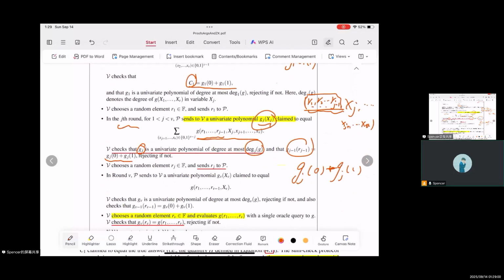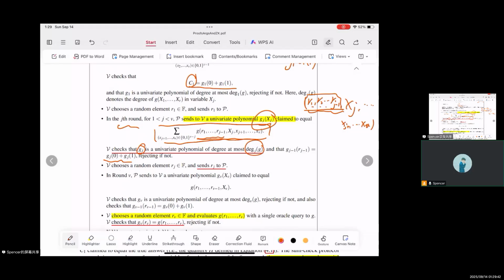But after the first round, we will not use C1. For this round, we will use G(j-1)(r(j-1)). So for completeness, we can look at why this formula should hold. For the Gj polynomial, what is its form? Okay, let's have a look. Gj is of the form of this formula.